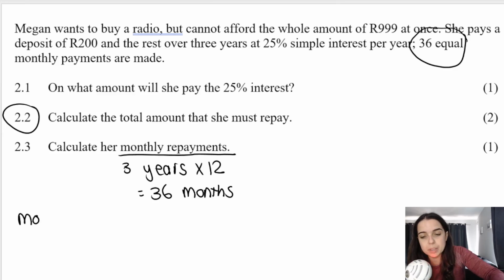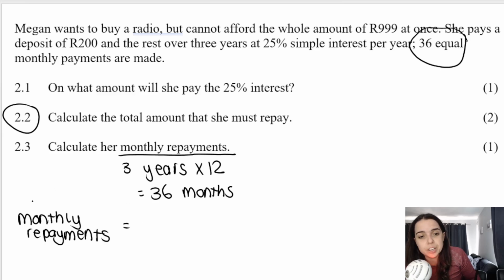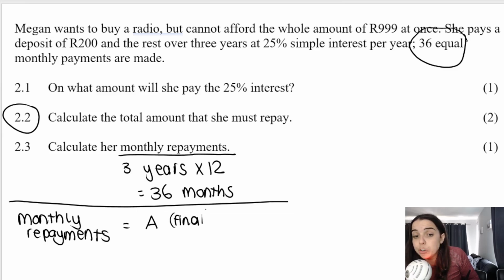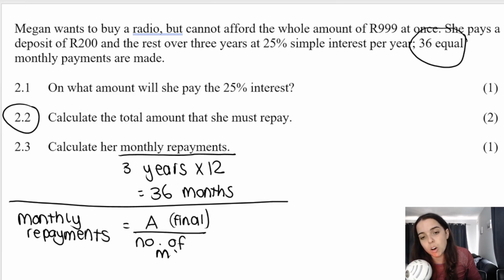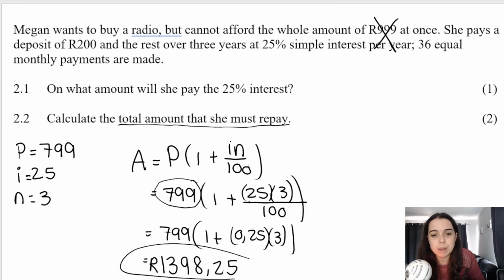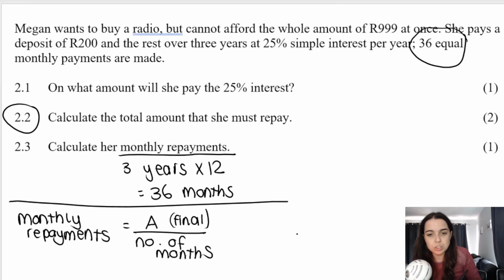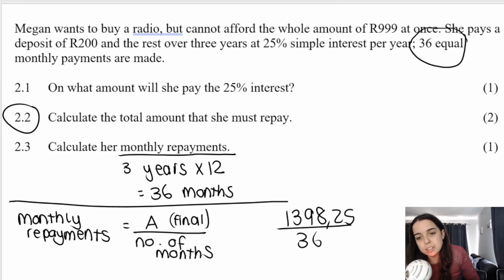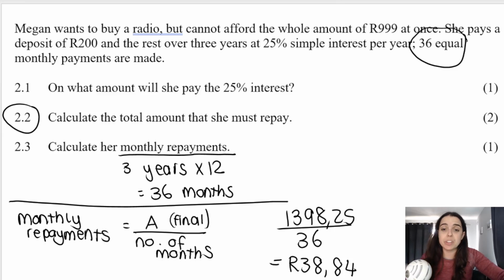This is the way that I taught it to my class. Your monthly repayments is equal to your A value, which is your final value including interest, divided by your number of months. In our case, our A value, our final value, is 1398.25. 1398.25 divided by 36, and we get 38.84 Rand. That's the amount that she's going to pay back every month for 3 years.